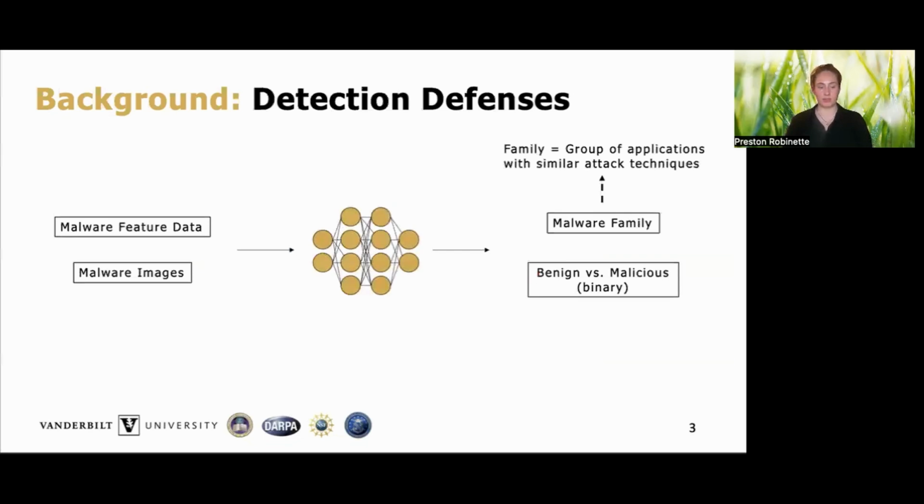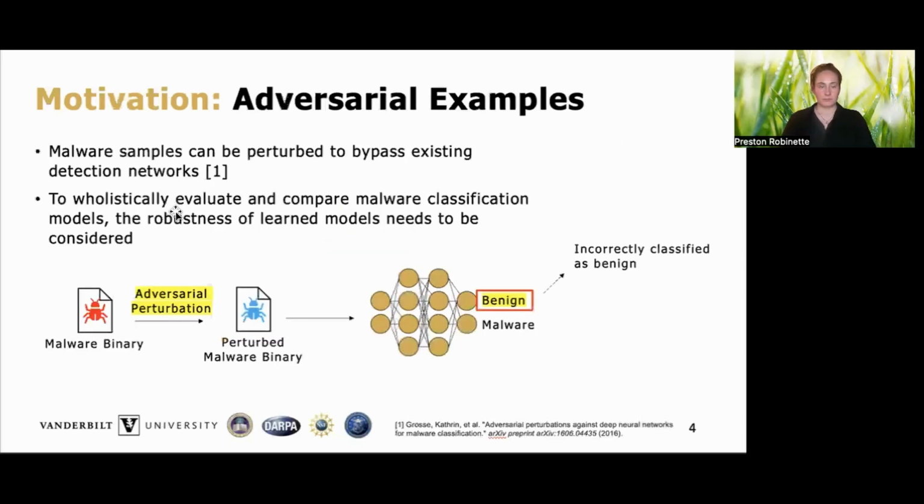Recent work on malware detection relies on deep neural networks. In order to train these networks, of course, we need data, which typically comes in two forms: malware feature datasets and malware image datasets. And the two main use cases for these classification networks are to classify in the binary sense whether a piece of software is benign or malicious, or, once detected, what family the malware belongs to.